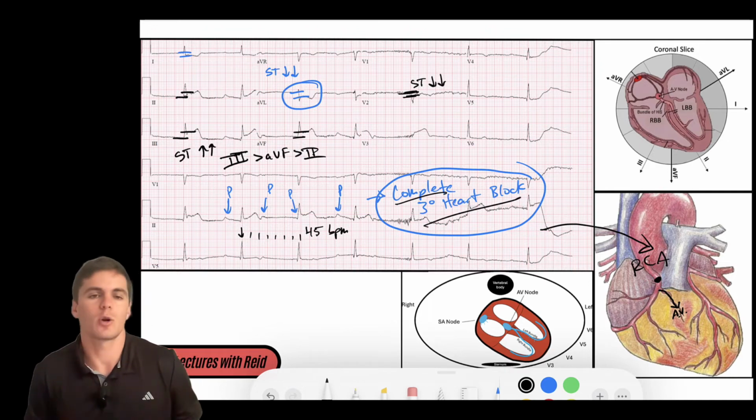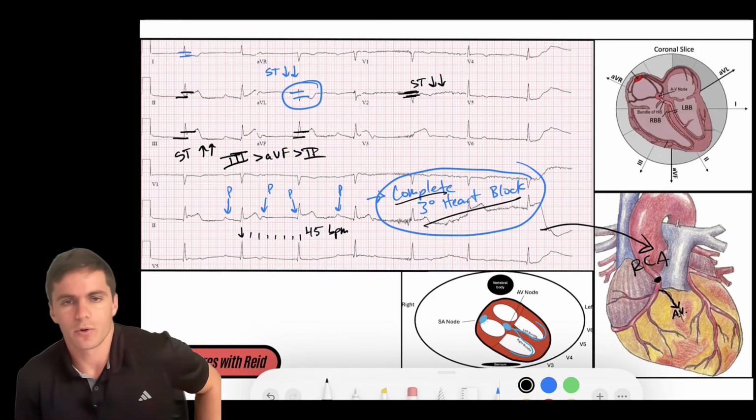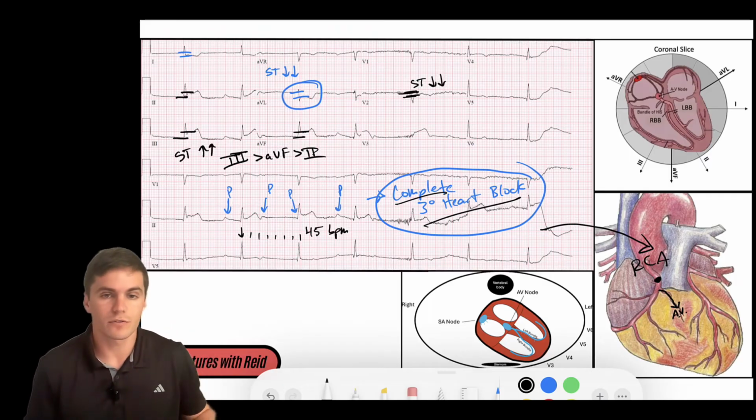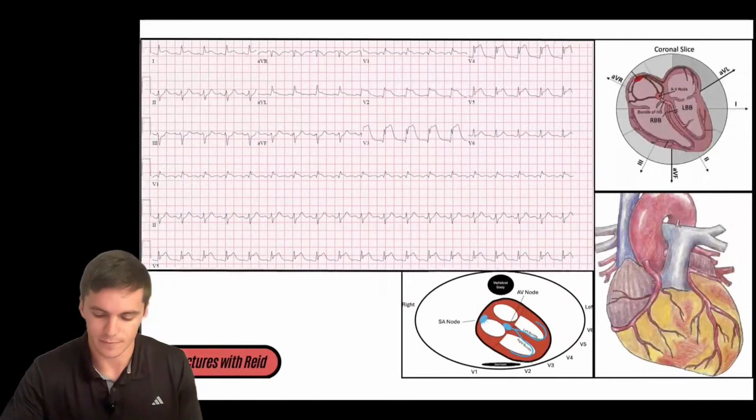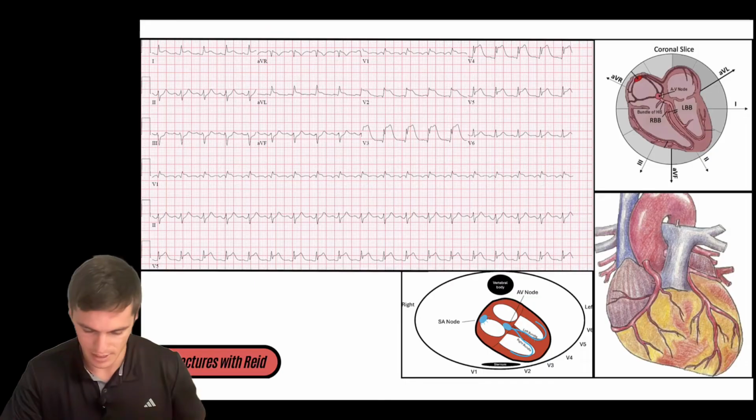Sometimes you can see first degree heart blocks, you can see second degree heart blocks, like a Wenckebach phenomenon, you'll see that sometimes. So when you see right coronary artery occlusions, another thing to look for is AV blocks. This is a good example of that. Let's move on to the next EKG.